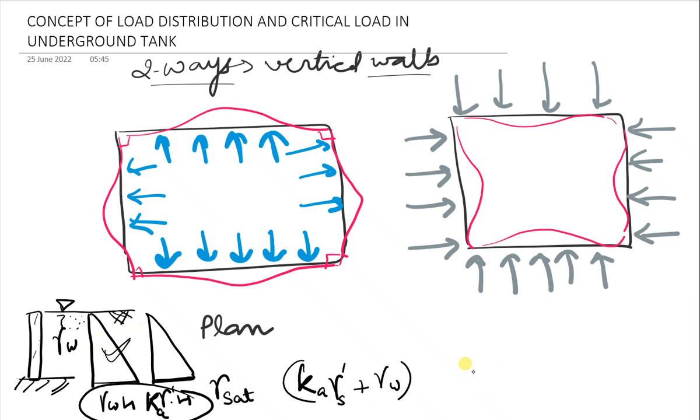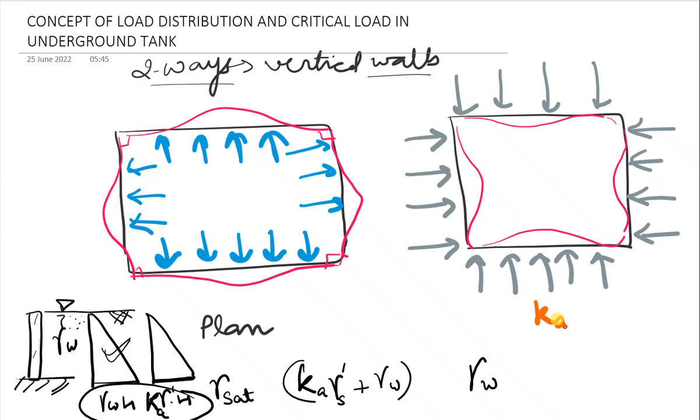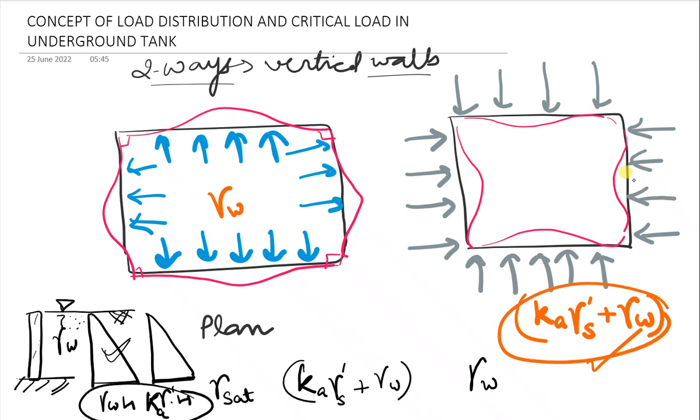And what if only water pressure is acting? Then the coefficient is only gamma W, right? So what we see here is that the coefficient of pressure is Ka gamma soil effective plus gamma W. This we will multiply with the moment coefficients. Here we will only multiply gamma W. So what is critical? It is simple. This is critical, right? So we will start designing with this load case for the underground water tank.